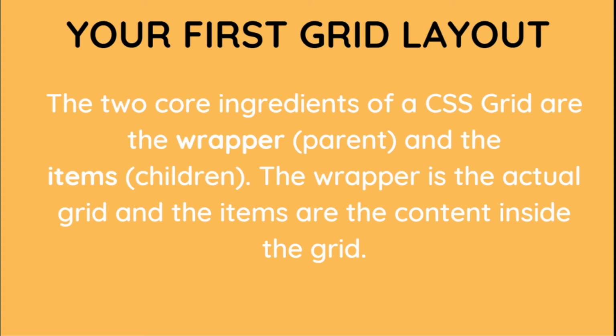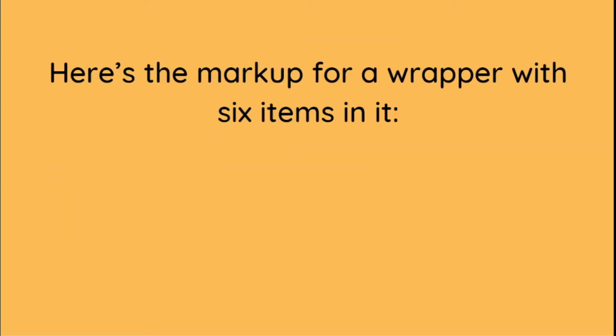The two core ingredients for CSS Grid are the wrapper, which is the parent, and then the items, which are the children. The wrapper is the actual grid, and the items are the components inside the grid. Here's the markup for a wrapper with 6 items in it.